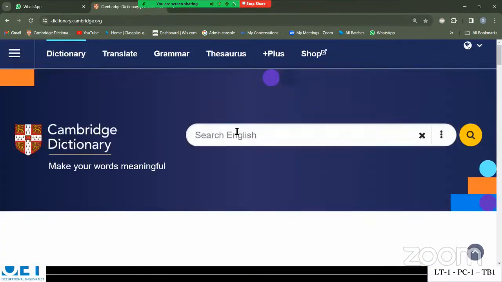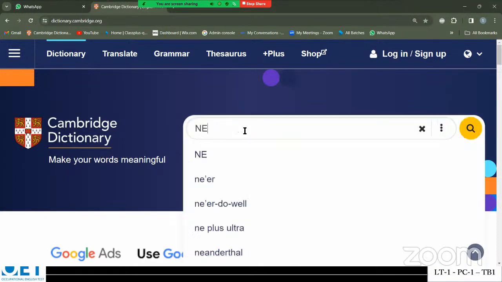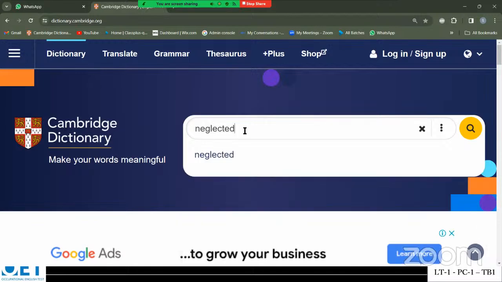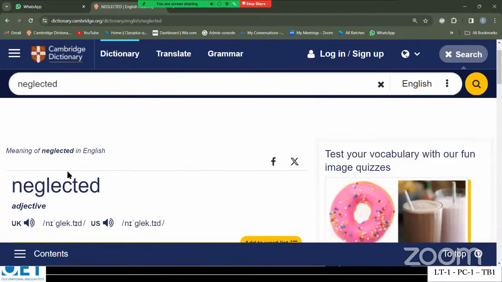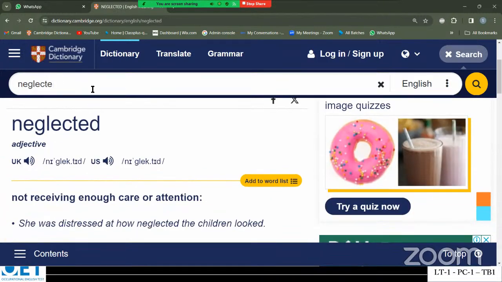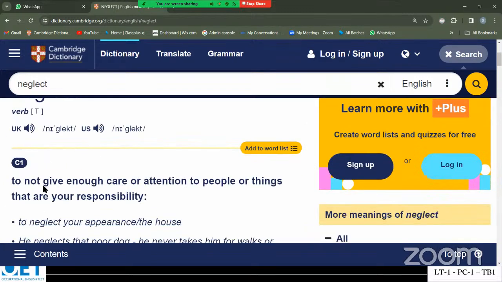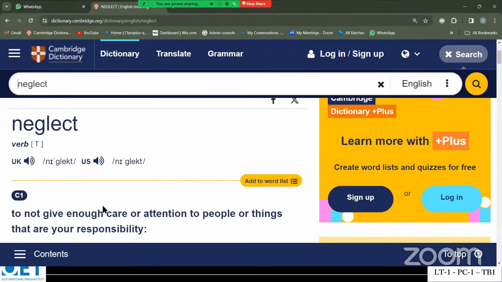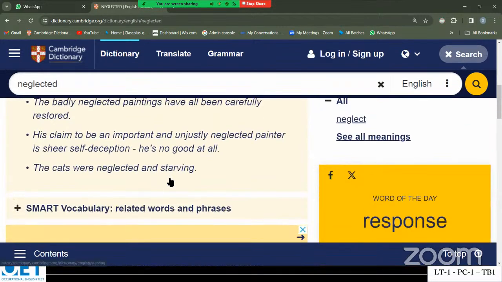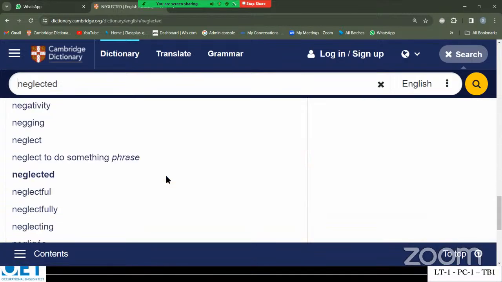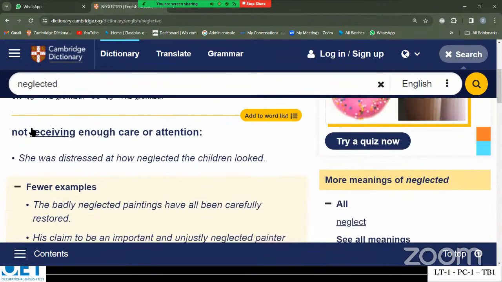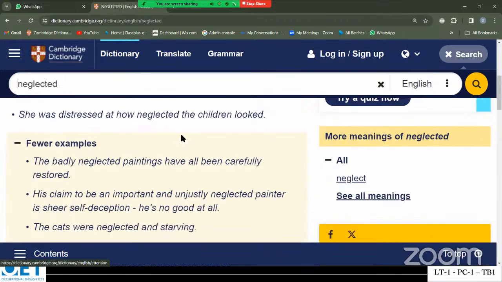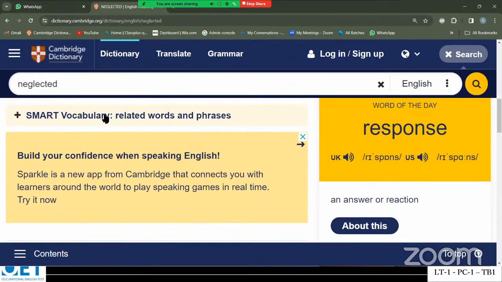So go to the Cambridge Dictionary. I'll show you what type of words these are. Neglected. What do you mean by the word neglected? Neglected is an adjective. Neglect is C1 vocabulary, and neglected is even more than that. Now let us see the meanings of these words. Not receiving enough care or attention.